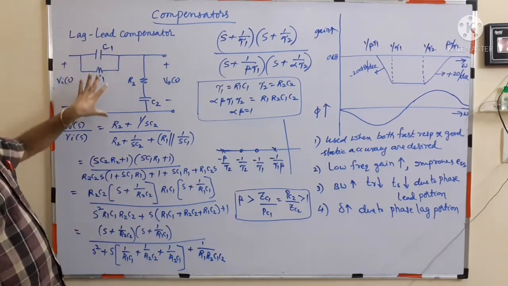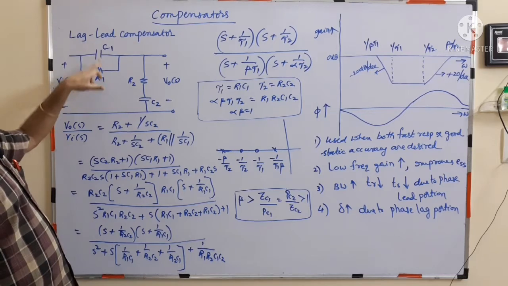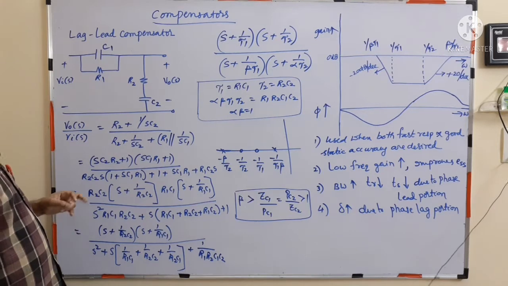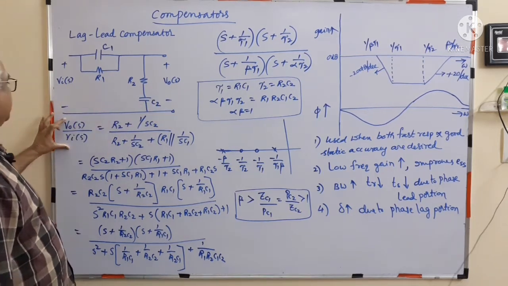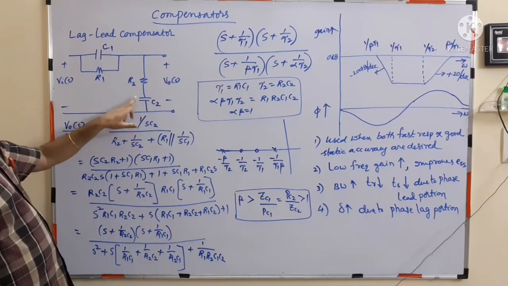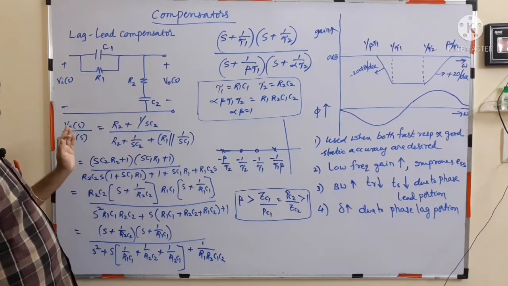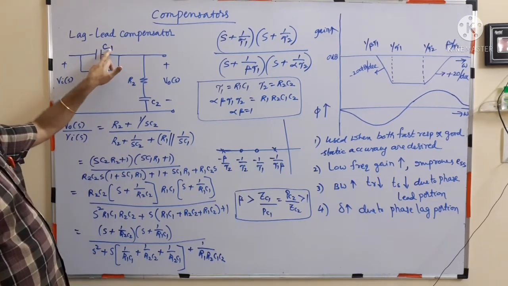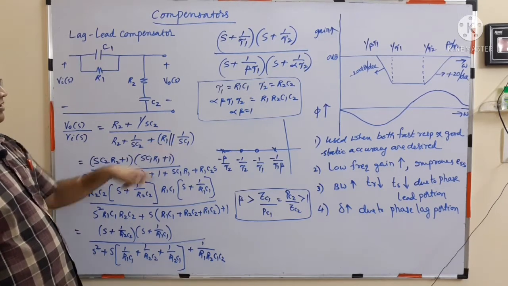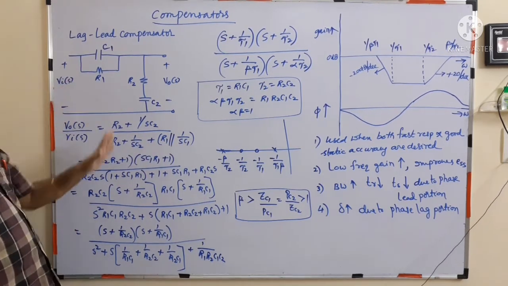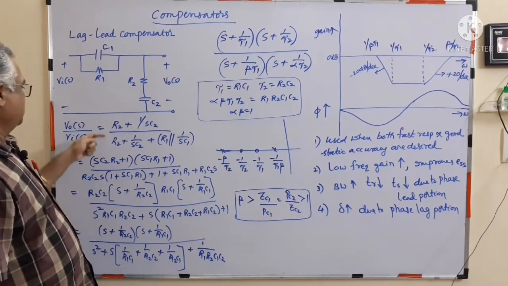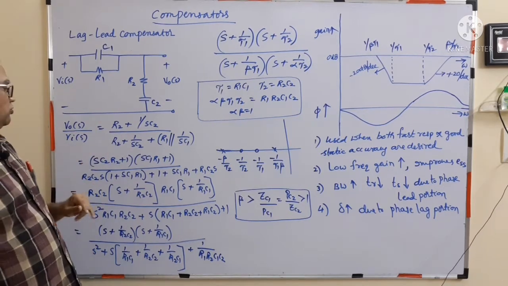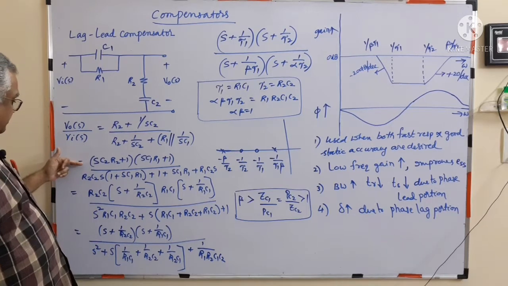So this is the lag-lead compensator network. R1 C1 parallel, R2 C2 series. Now V0(s)/Vi(s) equals (R2 + 1/sC2) divided by (R2 + 1/sC2) plus (R1 parallel 1/sC1). It is a simple voltage division formula. You simplify this, and in between one or two steps you get this.